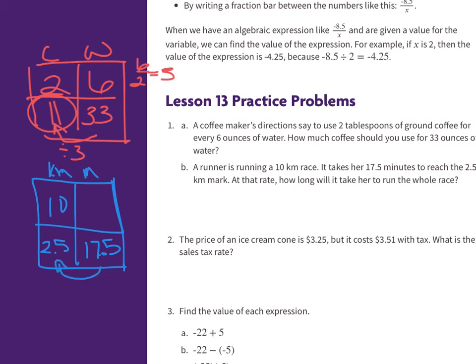So if I go second column divided by first column, I'm going to go 17.5 divided by 2.5, and I get 7. So 17.5 divided by 2.5 equals 7. So my constant of proportionality is 7. So 10 times 7 is 70. So there's the second one.